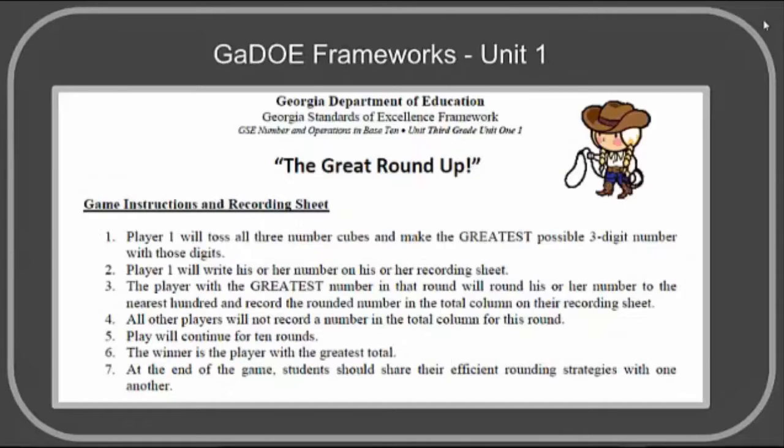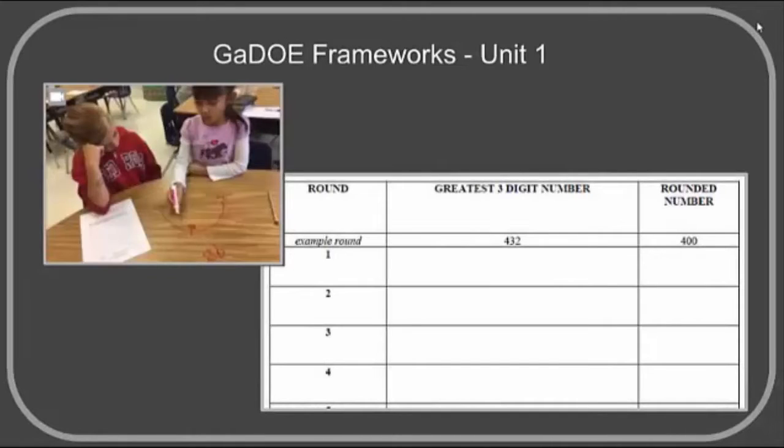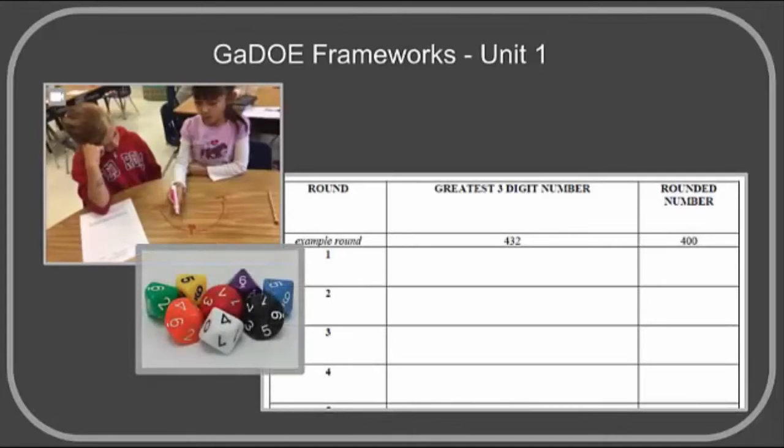Another task that can be found in the Georgia frameworks is the Great Roundup. In this task, students work with a partner to record their answers on the recording sheet. They will also need 3 dice that have the digits 0 through 9. Students roll the dice and make the largest number possible. This number is then rounded to the nearest 100.